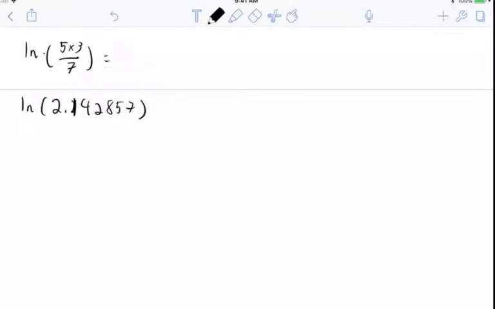I want you to try the following one yourself. According to my rule, ln of 5 times 3 divided by 7. Okay, hold on. 5 times 3 divided by 7. In other words, we're calculating ln of 2.142857. According to this rule, you can write this expression out as ln of the 5 plus ln of the 3 minus ln of the 7. Evaluate each of these on your calculator now and compare.